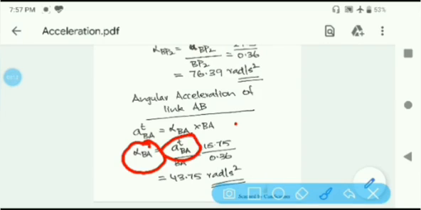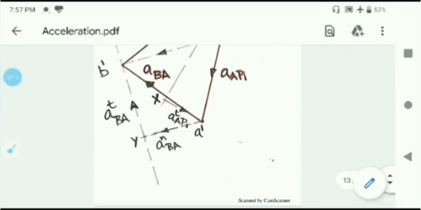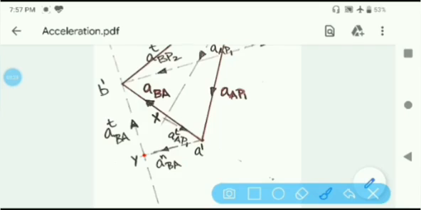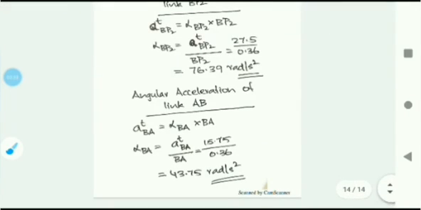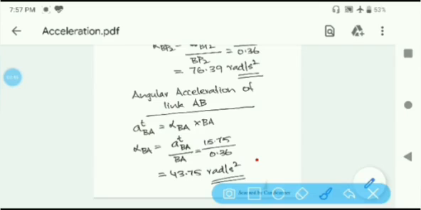And here also the tangential component of acceleration of B relative to A can be obtained from the acceleration diagram, and that is obtained by the length of the line Y B prime. So the length of this line will give the tangential component of acceleration of B relative to A. You substitute that and divide by the length of the link, you get the value for the angular acceleration as 43.75 radians per second square. So this is what it is.